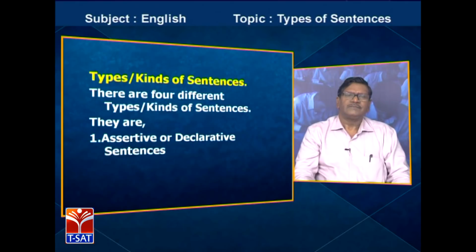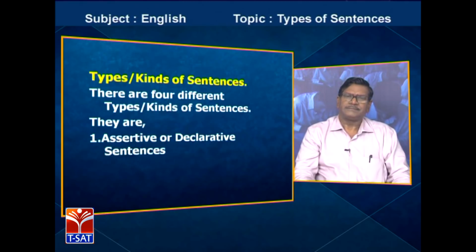So, even in English also, a sentence is defined as a group of words which makes a complete sense. Now, let us go back to these words. These are called types of sentences. Now, let us think about the types or kinds of sentences. There are 4 different types or kinds of sentences in English.